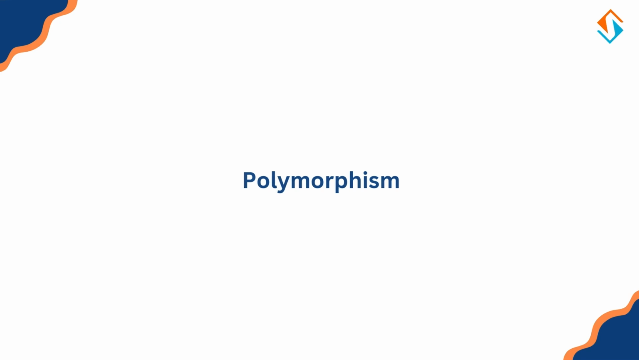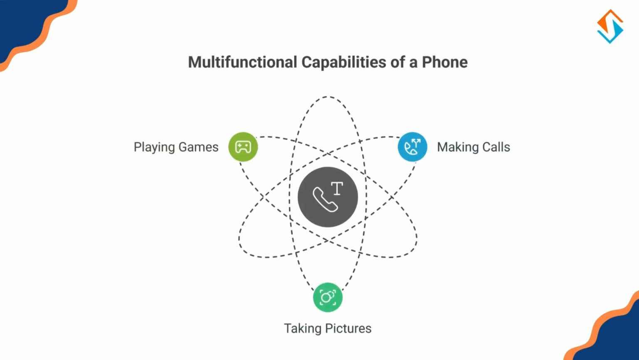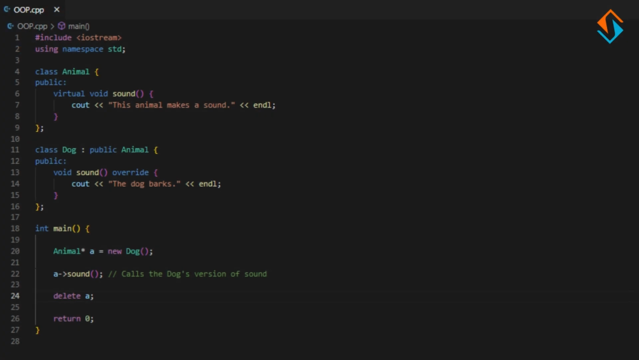Polymorphism is a big word that just means having multiple forms. It allows one thing to take on different forms. For example, a phone can make calls, take pictures, or play games. It behaves differently depending on the context. We can achieve this in classes by using virtual and override keywords.